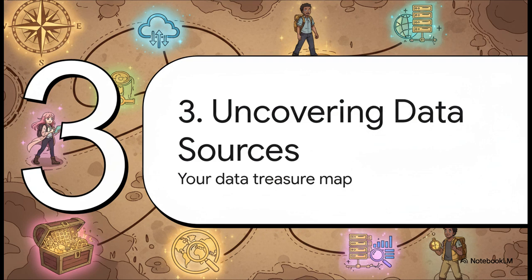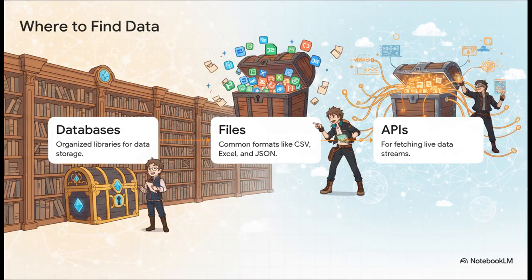Okay, so we've got our two big questions. We know how to look at any piece of data and classify it. Now, where do we actually go to find it? This is the fun part. Think of what's coming next as your own personal treasure map for finding data. And on this map, there are basically three main spots where the treasure is buried. First, you've got databases. Then you have plain old files. And third, you have something called APIs. Let's dig into each one.